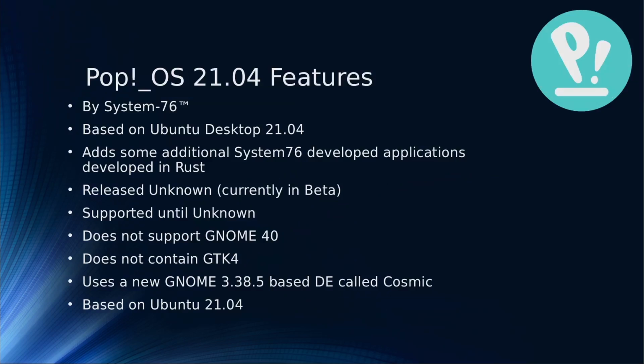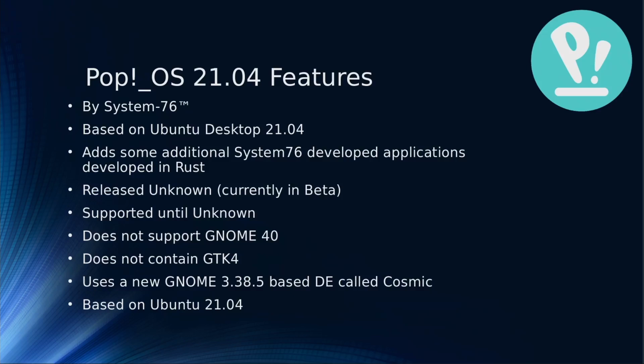Most of the features of it is based on Ubuntu Desktop 2104. It adds some additional System 76 developed applications that were built in Rust. And as far as I know, there is no planned release date other than what they have stated publicly on the site, that it will be available in June, which has to be this week. It's supported. I don't know what its end support date is.